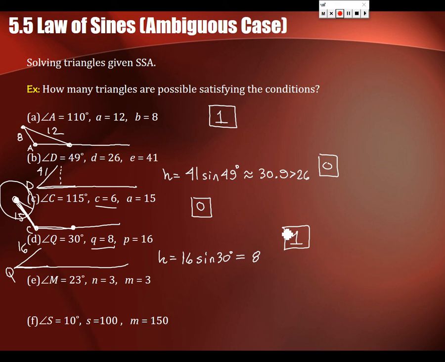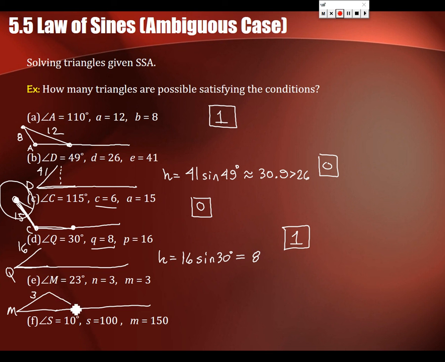Now we know. Down here, we've got 23 degrees for angle M. So this side here, let's make sure we get it right, is 3. This is N. And is M equals 3 if the other side is 3? Is that going to be okay?